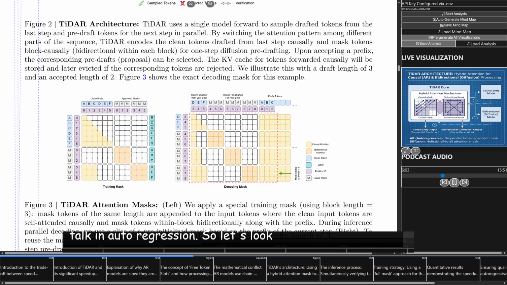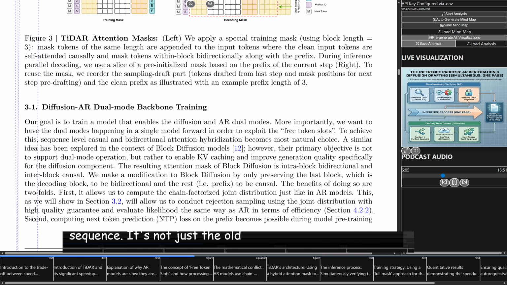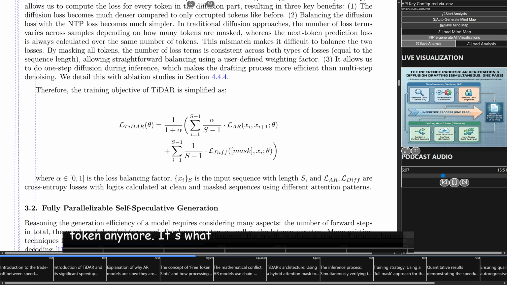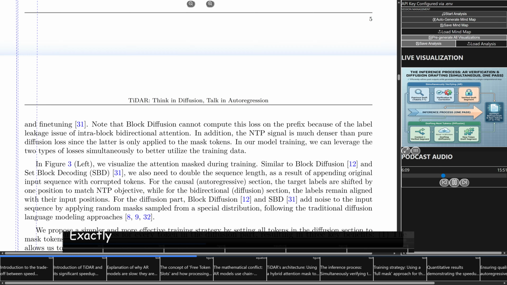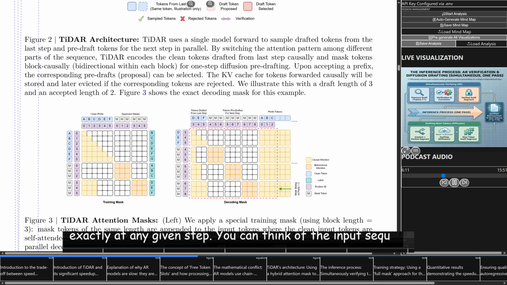So let's look at that input sequence. It's not just the old tokens and the one new token anymore. It's what? A combined supersequence. Exactly. At any given step, you can think of the input sequence as being split into three sections. You have the fixed history, then a handful of draft tokens proposed in the last step that need to be verified. Right. And then the bulk of those free token slots, which are basically masked tokens for drafting the next step. So the model is juggling three different time states and purposes all at once. How does that mask keep them all straight?